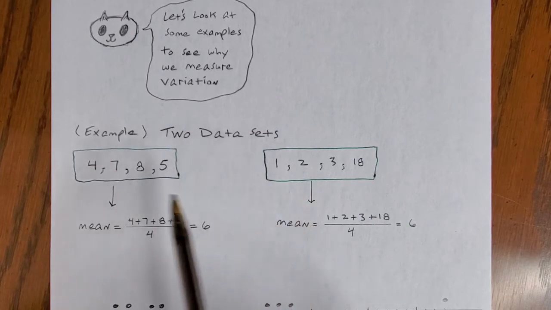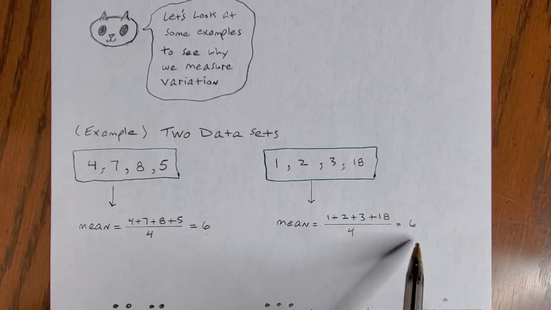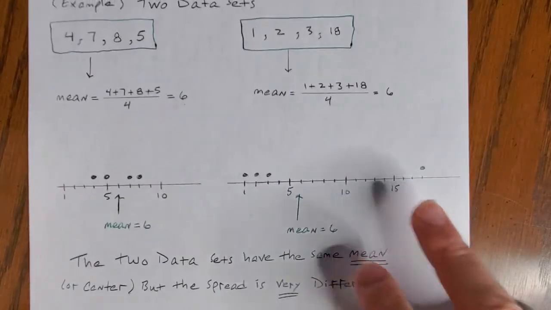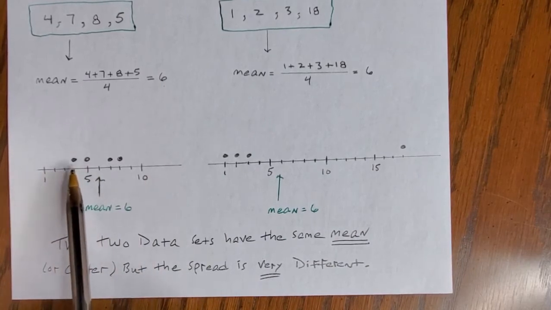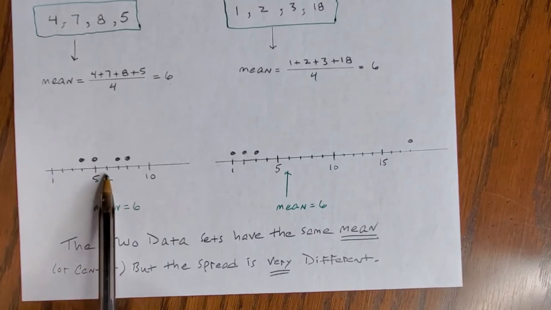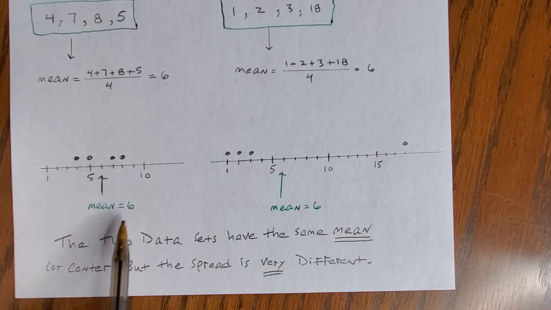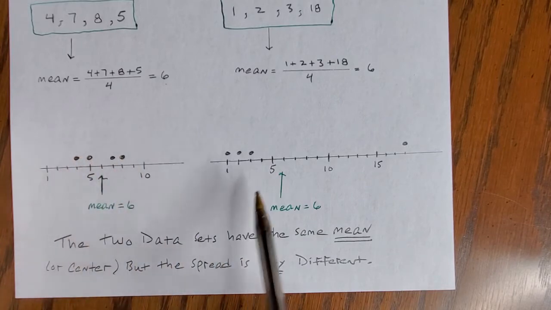Even though these two data sets have the same mean, or the same center, the numbers are way more spread out in this one. If you're a visual person, you can look at it like this. Here are the data entries: 4, 5, 7, and 8, and then the mean is right there at 6. The little dots are the data entries themselves, and then I tell you where the mean is with respect to them. See how it's kind of the middle? There's some on the right, there's some on the left, and so on.